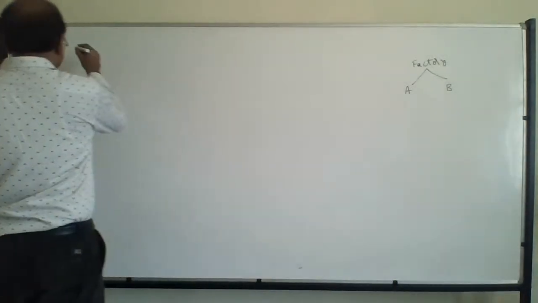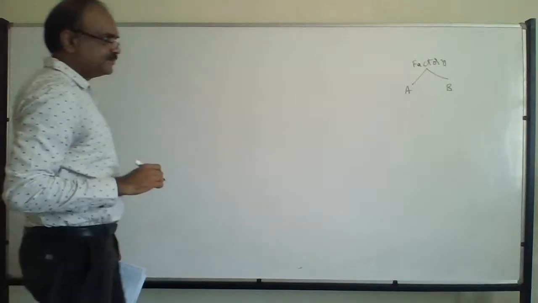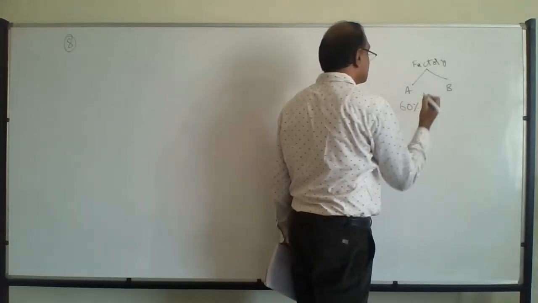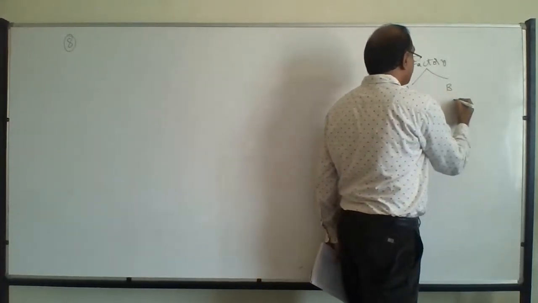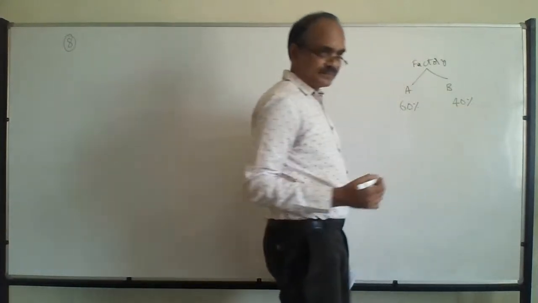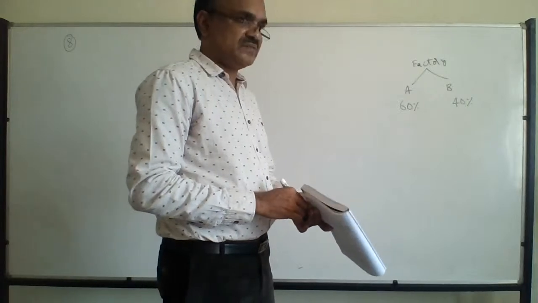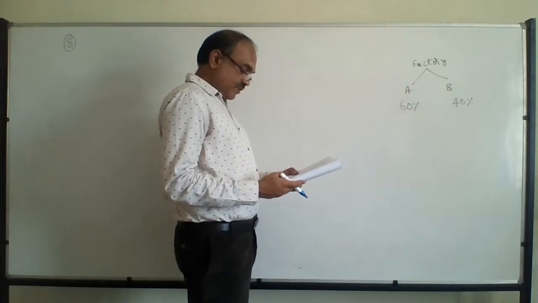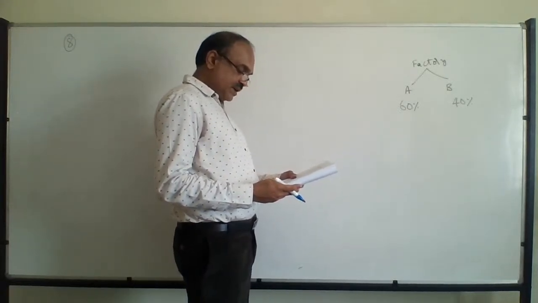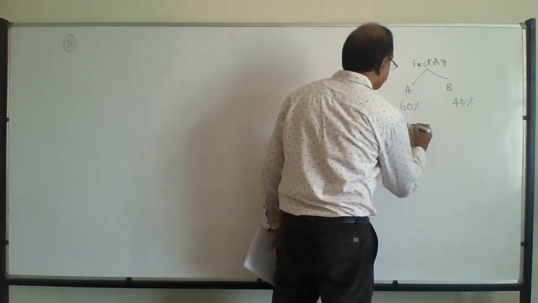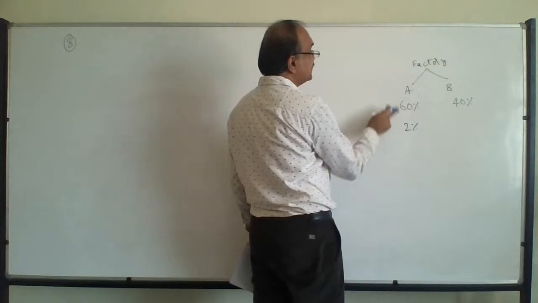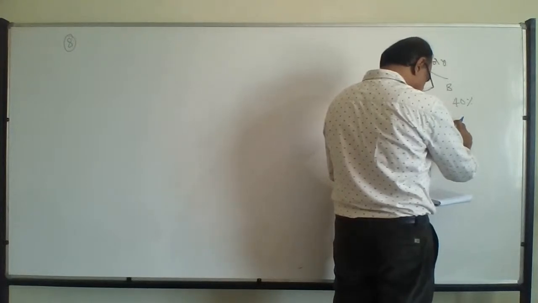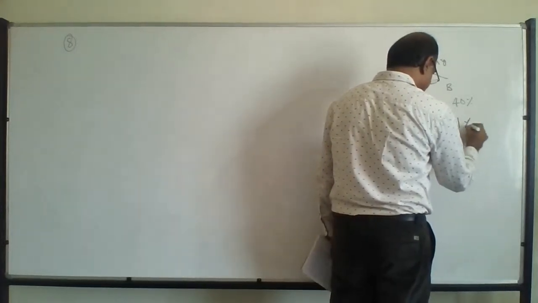Question number 8. Now we are analyzing the problem. So in a factory, you've got two machines, A and B. A is producing 60% of the items. B is producing 40% of the items. Then it says, further, 2% of the products produced by machine A are defective. In machine B, 1% produced by machine B were defective. This is the given data.